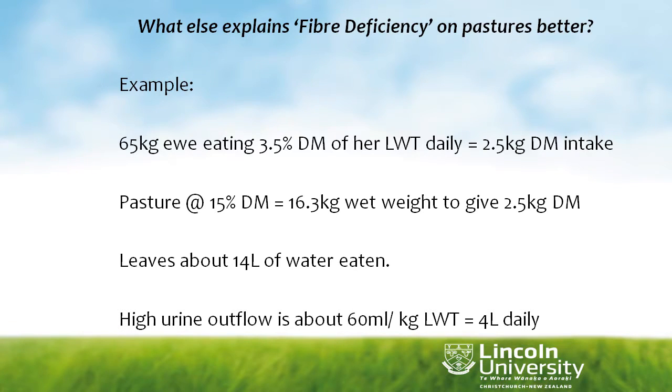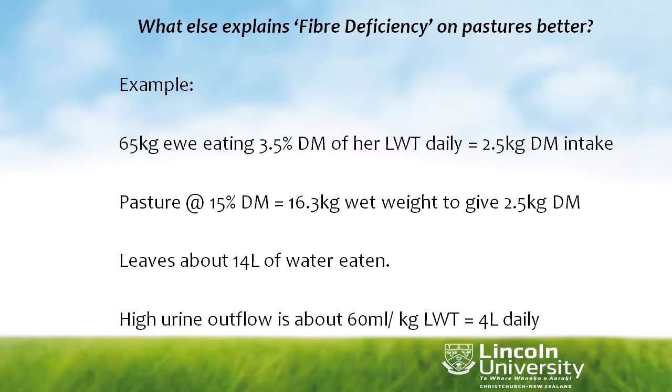Now, if she's got a high urine outflow, or 60 mils a kilogram live weight, that's about 4 litres. So you can see there's a lot of water there to go elsewhere. I'll give you a feeling for that. Her blood volume is about 8% of what she weighs. So let's say 5 litres. So that's a couple of blood volumes, more or less, that have to be dealt with. In other words, there's a limit to how much will leave that tract. And what doesn't leave that tract will keep going and come out the other end.